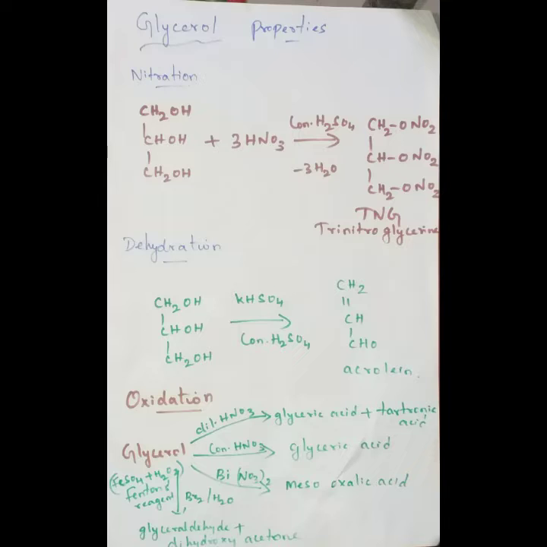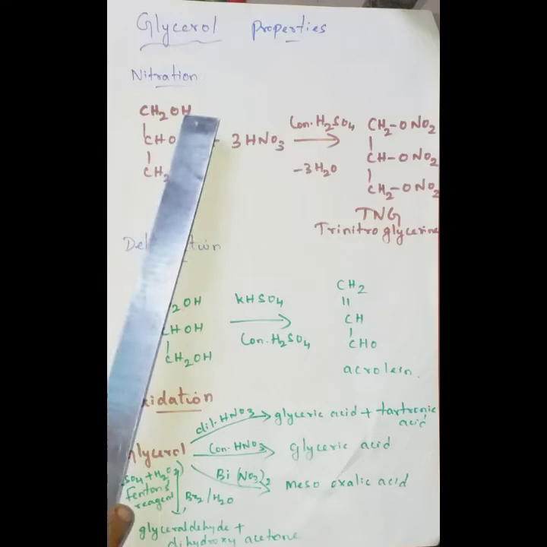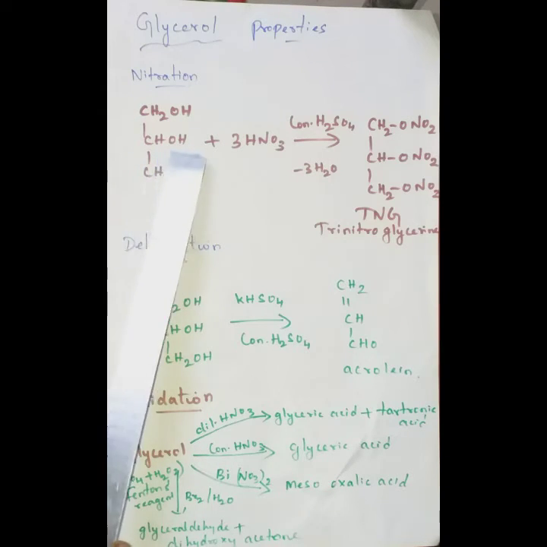The next topic is glycerol. Glycerol properties. There are only 3 properties: nitration, dehydration and oxidation. Only 3 properties, and all 3 are important. Nitration: glycerol is CH2OH, CHOH, CH2OH. See here, first and third carbon are CH2OH, but the second carbon is a secondary alcohol, CHOH.